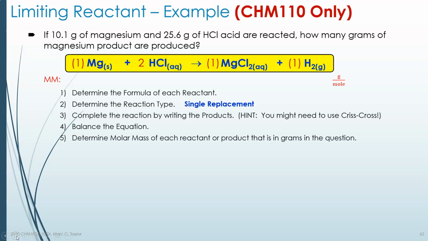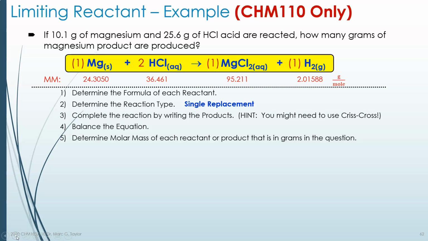Well, we're given masses of magnesium, we're given masses of HCl, and we're asked for the mass of the magnesium product, which is magnesium chloride. So we need all 3 molar masses. So I'll pause here. Let's see if you came up with the right answers.